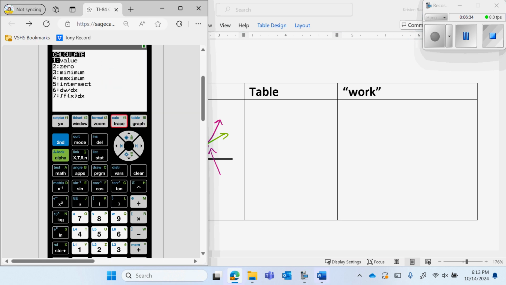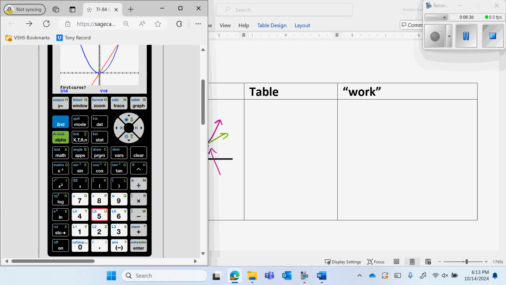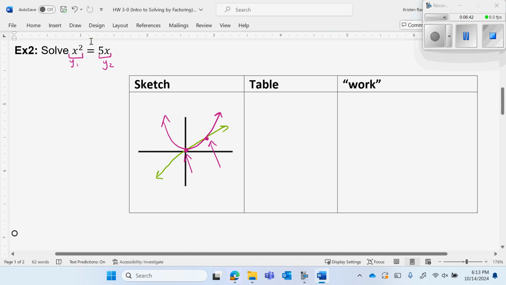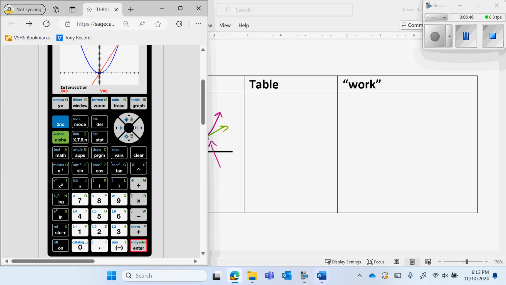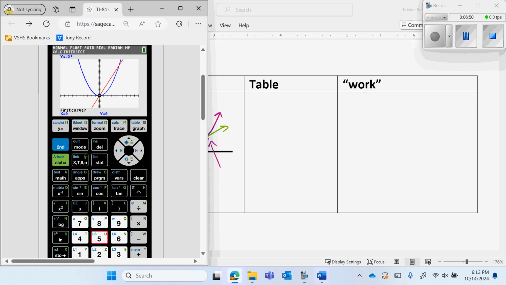Now I'm hoping that we can see that the first one is the origin, but you could do second trace, choice 5. We're already by the point of intersection, so you can hit enter 3 times, and you would see that x is equal to 0. You could hit second trace, choice 5 again. Now let's scroll up to that higher point of intersection that we're not sure about.